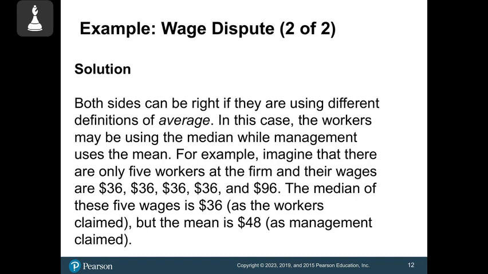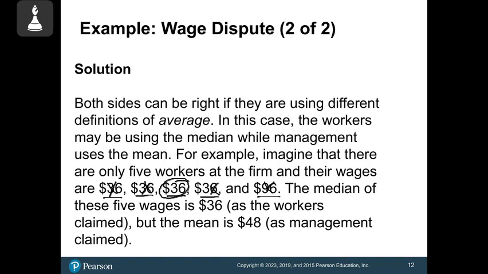So let's look at an example here and say we had 5 workers that were 36, 36, 36, 36, and 96. The median is 36 because if I were to cross off, 36 is in the middle. So the workers claimed an average of $36 using the median.